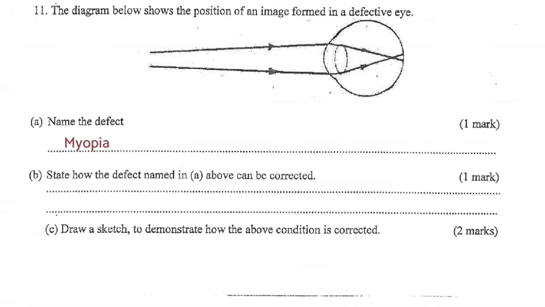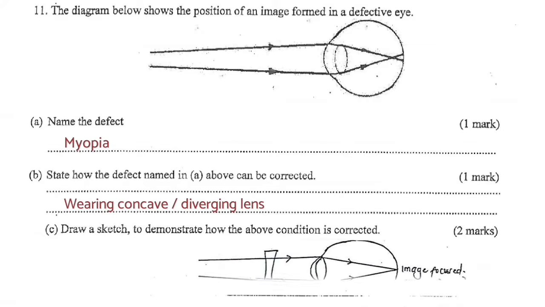Now, myopia can be easily corrected by using a concave lens. These lenses are also referred to as diverging lenses. So they cause the light to converge precisely onto the retina. Okay, so I have already answered part B. On to part C. Draw a sketch to demonstrate how the above condition is corrected. There we have it. So with the introduction of the concave lens, what we can clearly see is that the image is focused on the retina.